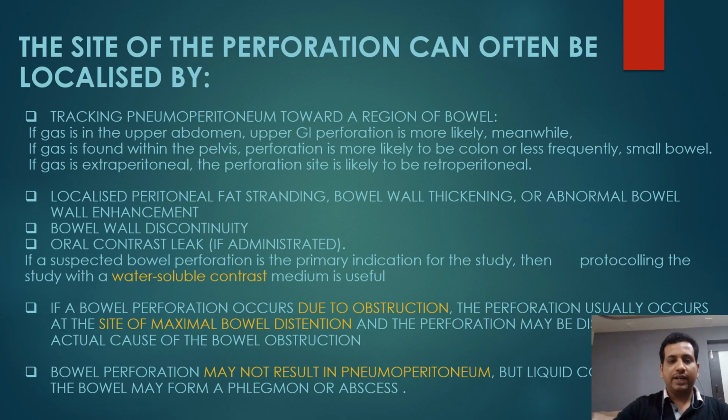Moving on to how to identify the site of perforation. Okay, these are a few techniques. First thing is tracking the pneumoperitoneum towards the region of a bowel. If gas is in the upper abdomen, then upper GI perforation is more likely. If the gas is found within the pelvis, then lower GI perforation is likely, that of the colon. Okay, if gas is extraperitoneal, then the perforation site is likely to be retroperitoneal.